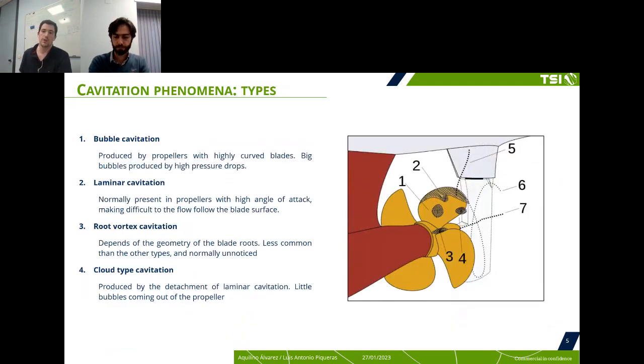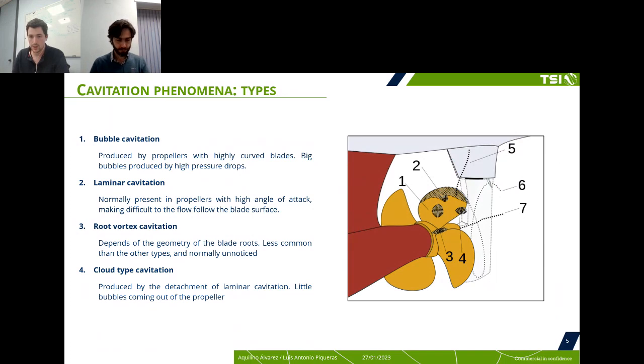Now, related to the types, there is not a single type of cavitation. In fact, its effects and severity vary according to the type of phenomenon that is occurring. There are 7 main types of cavitation. The first, and most typical, is bubble cavitation. It's produced by propellers with highly curved blades. It's distinguished by big bubbles produced by high pressure drops that produce a great amount of noise and vibrations.